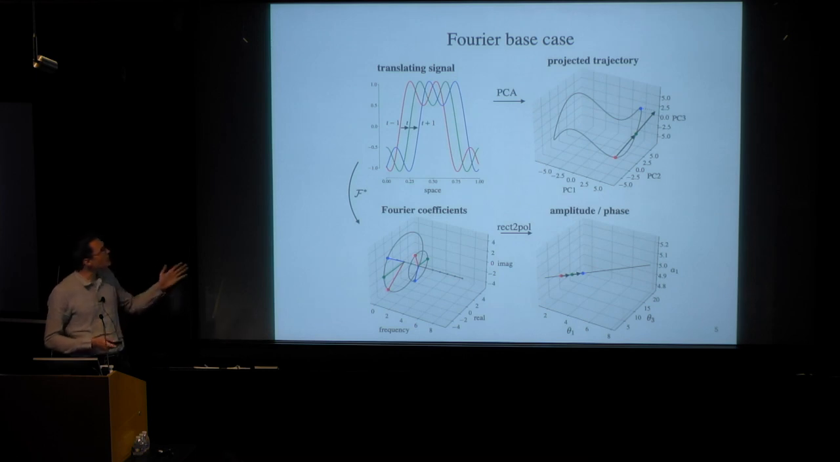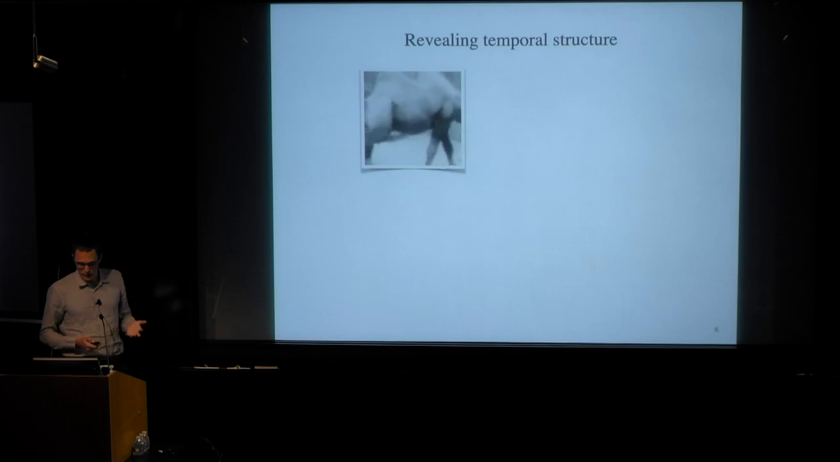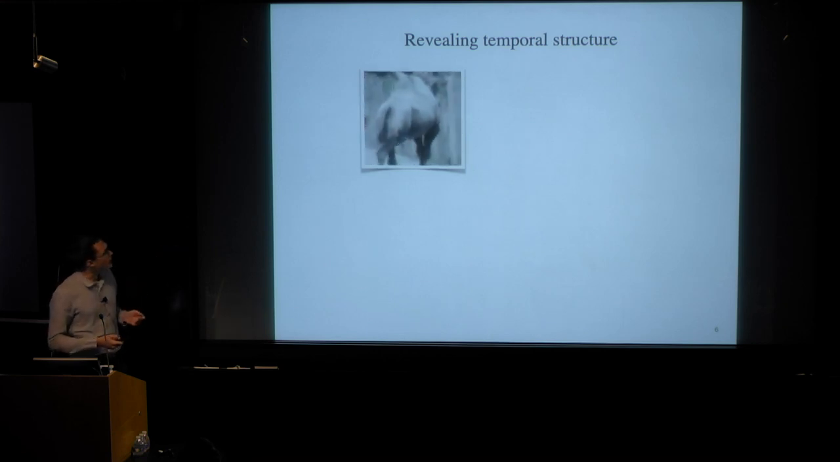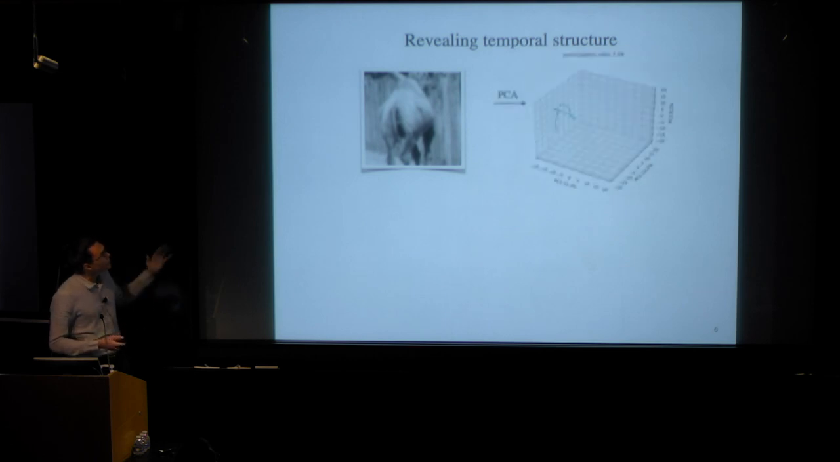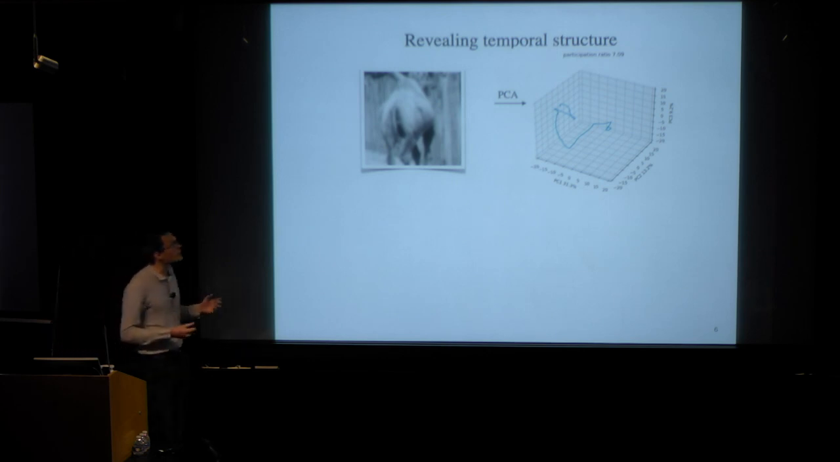So this was a base case with a simple one-dimensional signal. Really, we're interested in real video. So here's an example of a camel walking across the scene. Again, same thing. I'm going to show you the trajectory in state space. These are the first 3 PCs. It's a very curvy trajectory. This trajectory actually is closer to being 7-dimensional, and I'm only showing you the first 3 dimensions.